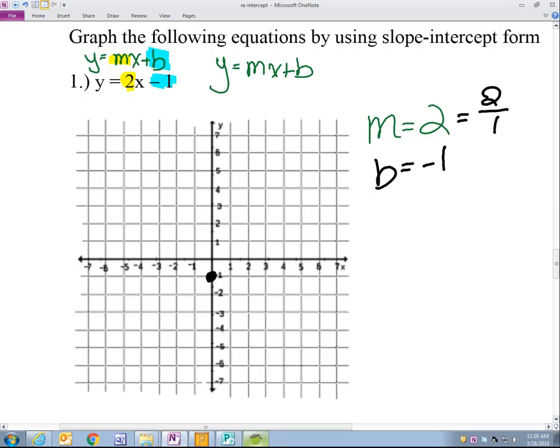So it's rise over run. It's a change in y over change in x. So if I'm changing y, I'm going a positive 2. That means I'm going to go up 1, 2, and over 1.